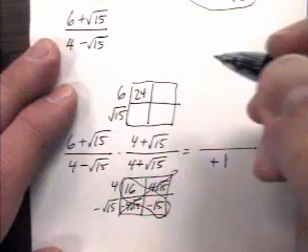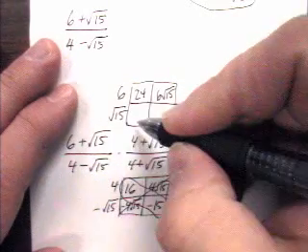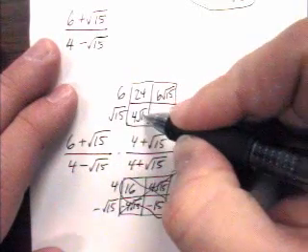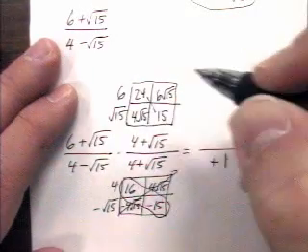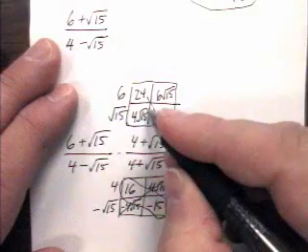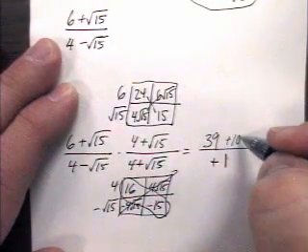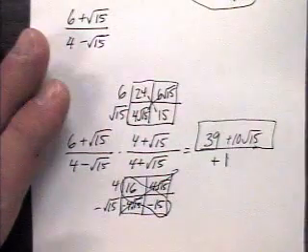Here I end up with a 24, and a 6 radical 15, and a 4 radical 15, and just 15 itself. These two combine together to give me 39. These two combine together to give me 10 radical 15. You're dividing by 1, so it's not going to change any signs at all.